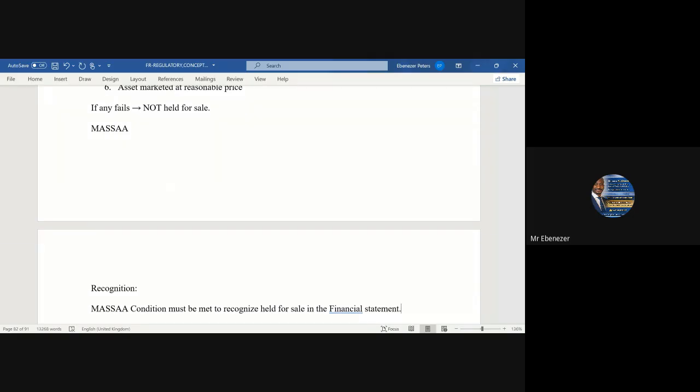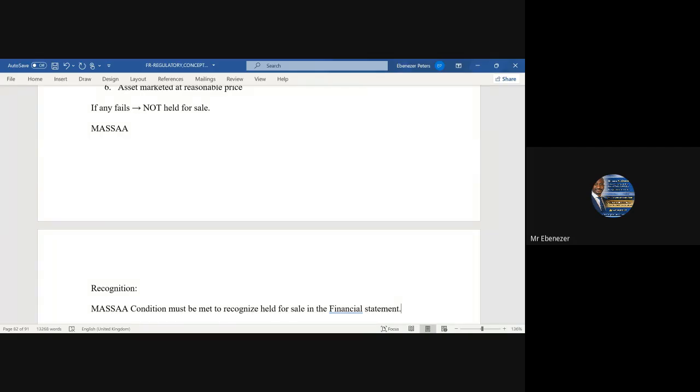So what I mean is this: you have a PPE. Let's use a motor vehicle that you want to sell. So all of the 6 criteria are met. Management is committed to sell it. They have decided to sell it within 12 calendar months. There are available buyers. The market price is reasonable and the likes. Every one of the conditions is fully met. Once that is met, you classify that motor vehicle as asset held for sale.